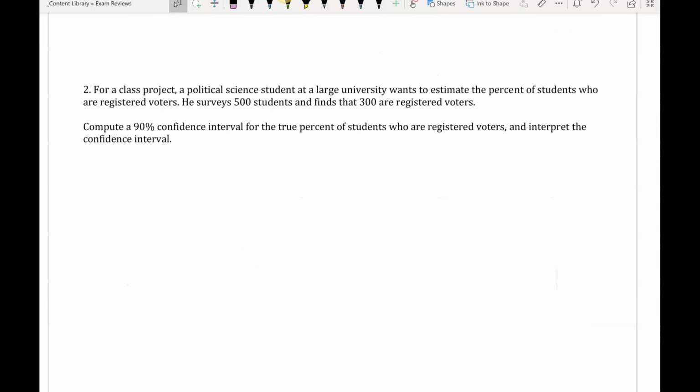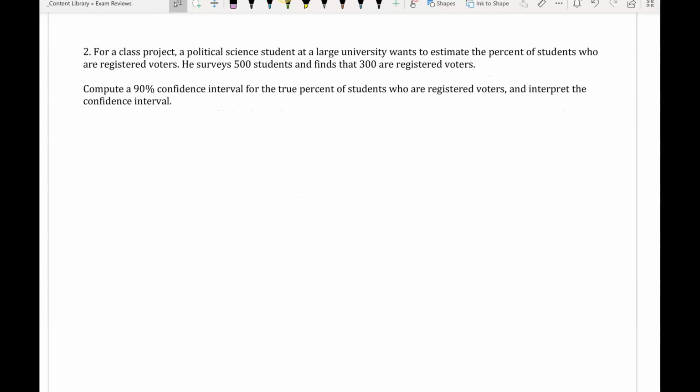Number two, for a class project, a political science student at a large university wants to estimate the percent of students who are registered voters. He surveys 500 students and finds that 300 are registered voters. Okay. Compute a 90% confidence interval for the true percent of students who are registered voters. Since this is a percent, I know that another way to think about a percent is as a proportion. So I'm going to be running a proportion test, okay?